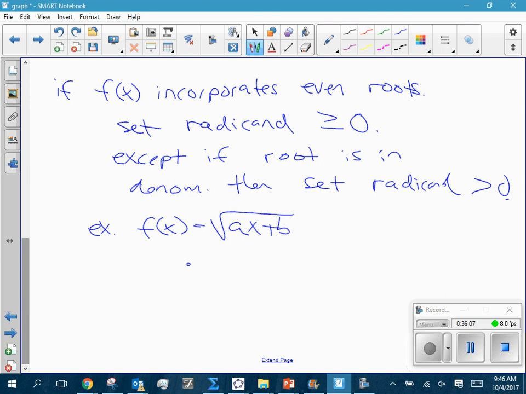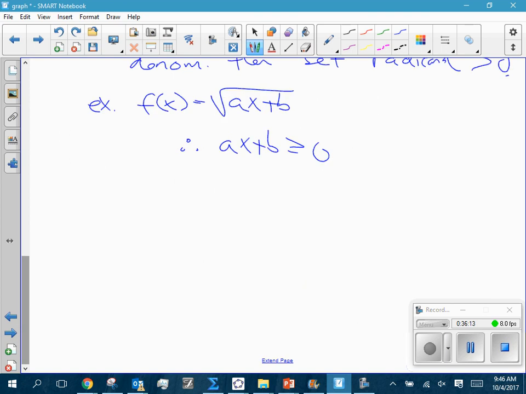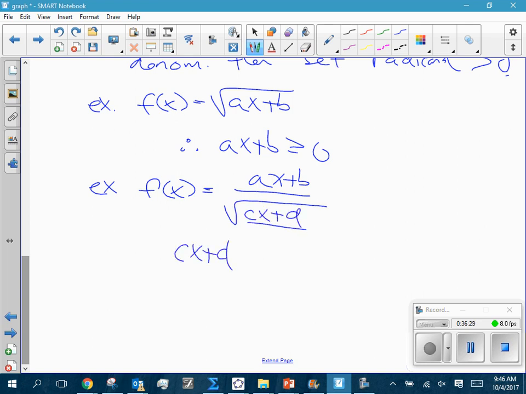Then that should provide ax plus b is greater than or equal to 0. Okay. And then we had another example, f of x equals ax plus b over the square root of cx plus d. Then you take that expression, cx plus d, and you just make it greater than 0.